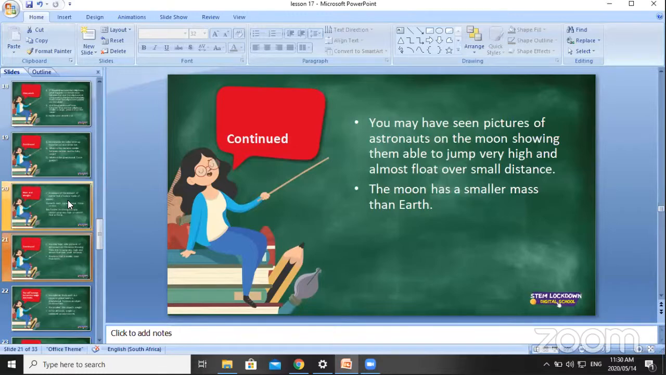Therefore, the moon has a smaller mass than Earth. That's why, when we were watching movies and we saw astronauts, they're able to float and all that, because they are on the moon. So that means the moon has a smaller mass than Earth. So there's less gravitational force on the moon than there is on Earth.